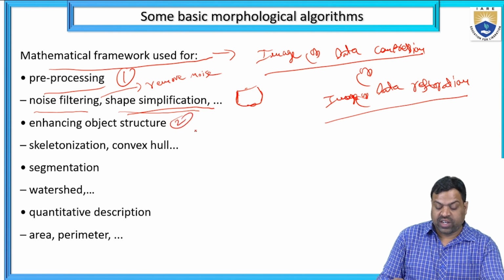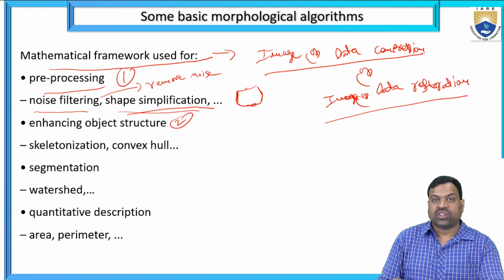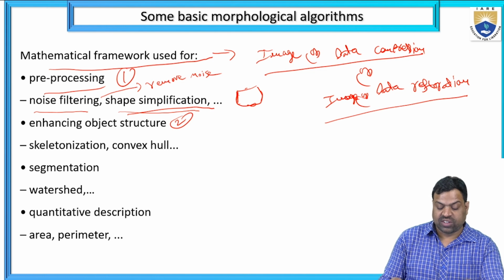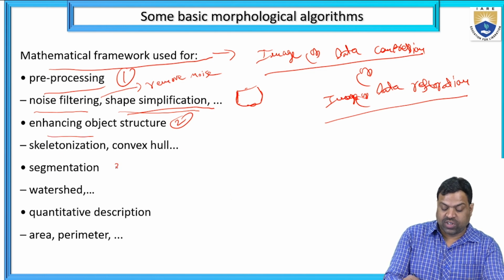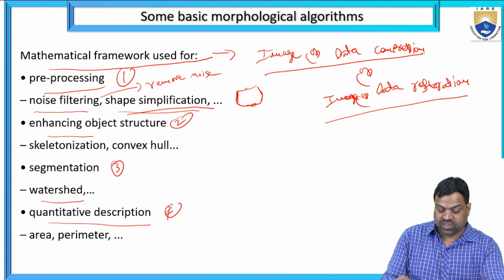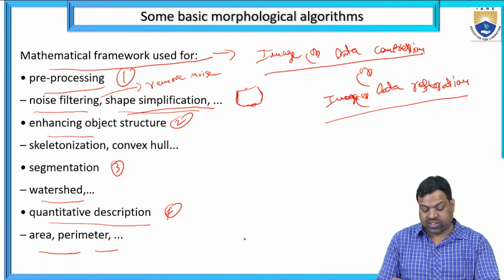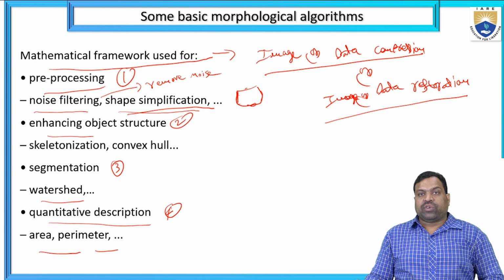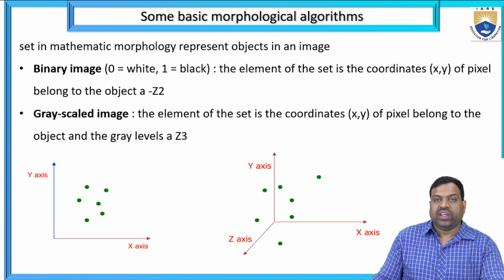The second one is enhancing object structure. What are the sub points for enhancing the object? Skeletonization and convex hull. So these are under enhancing. The third one is segmentation, watershed for example. And quantitative description, which means area and perimeter. So the main things in the mathematical framework are pre-processing, enhancing object structure, segmentation, and quantitative descriptions. Sets in mathematical morphology represent objects in an image.